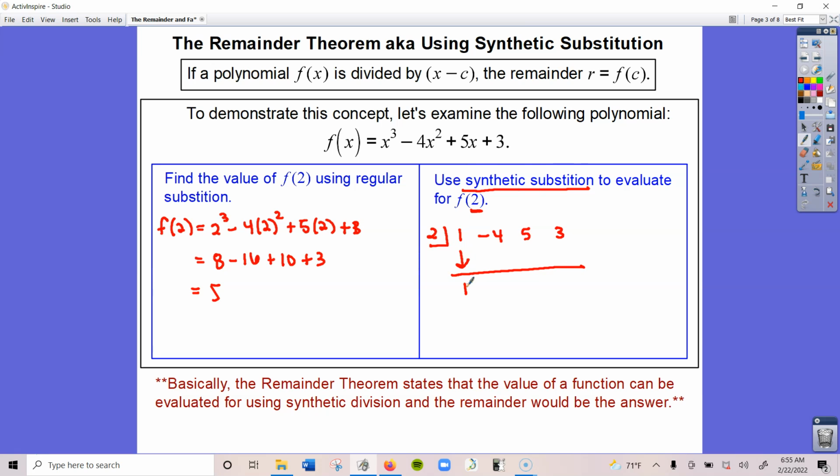Bring down the 1. 1 times 2 is 2. Negative 4 plus 2 is negative 2. Negative 2 times 2 is negative 4. 5 minus 4 is 1. 1 times 2 is 2. And 3 plus 2 is 5. So what the remainder theorem tells me is that whatever you get for the remainder is the same value that you're going to get if you use regular substitution. So it's another way, sometimes faster, than just plugging in the number and evaluating. So let's try that.